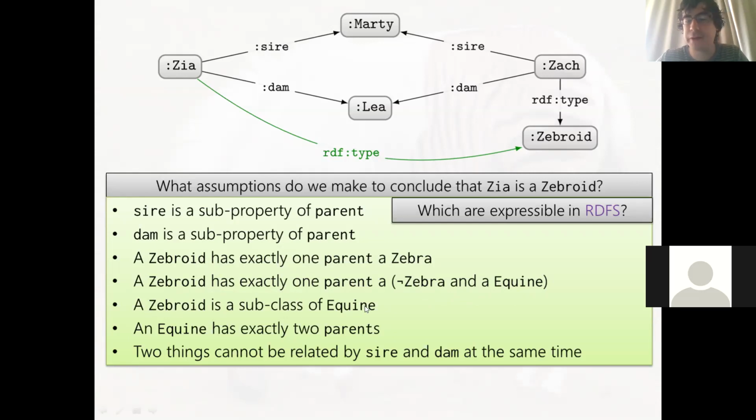Zebroid is a subclass of equine. Can we say that in RDFS? Indeed, we can. We have subclass. Equine has exactly two parents. No, two things cannot be related by sire and dam at the same time. No, we don't have a way of saying that in RDFS.